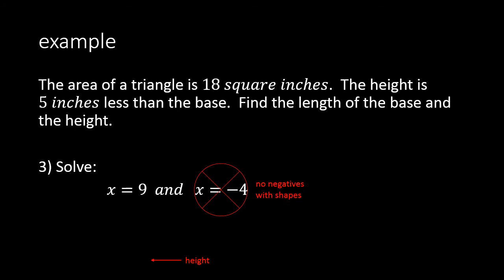And basically, any time that we're dealing with a problem that is with shapes, so triangles or rectangles or anything else, if we end up with a negative answer, that's an issue because there's no such thing as having a negative when it comes to our shapes. So I know that x equals 9, which is my base. How do I find my height? Well, we know that the height was x minus 5 from earlier, which means it's really 9 minus 5, which is 4. My height is 4.